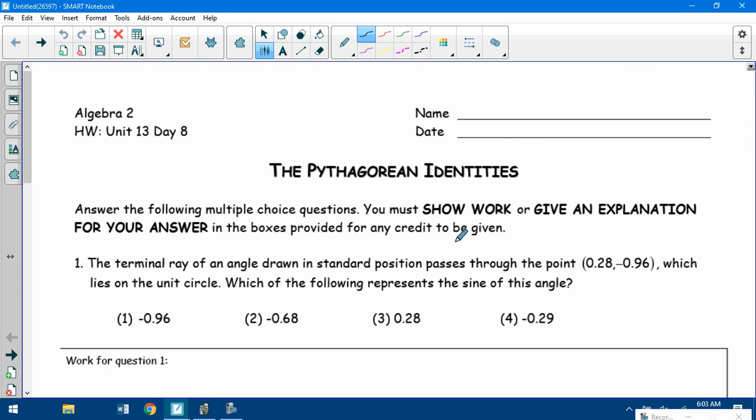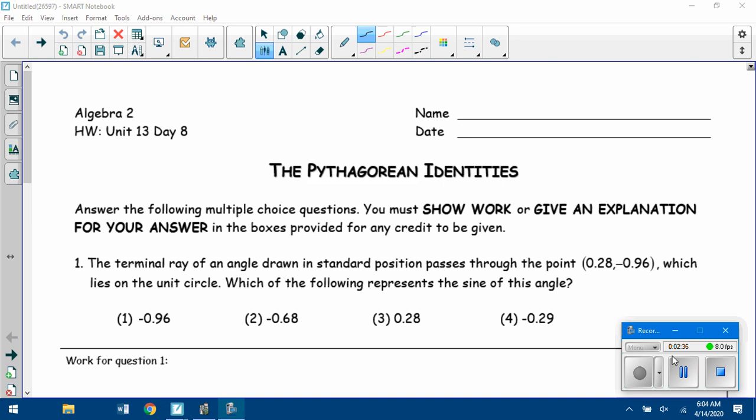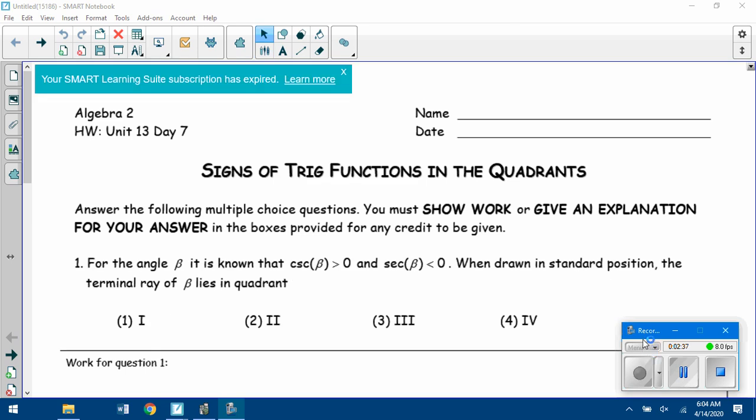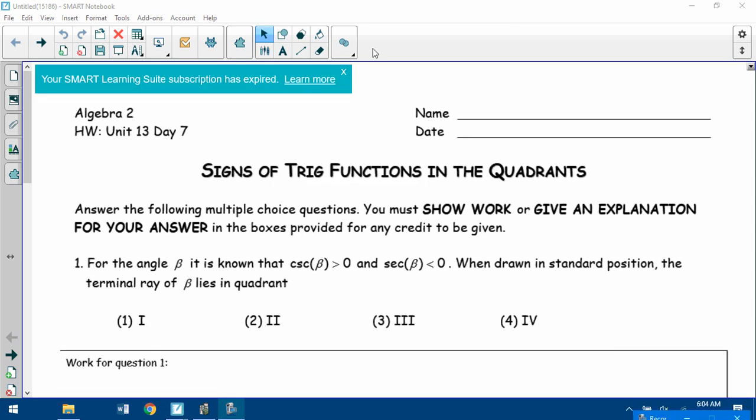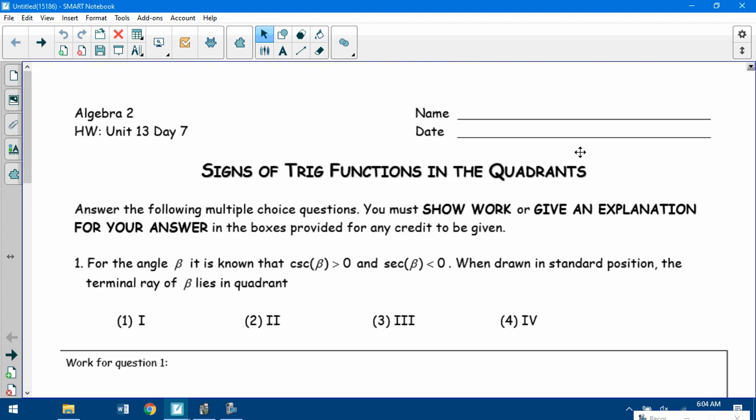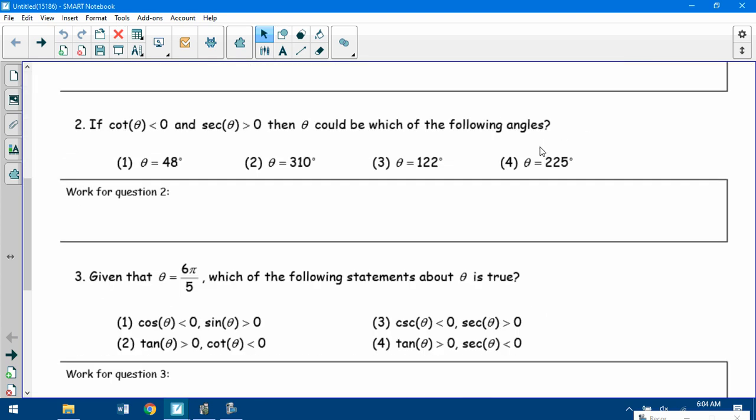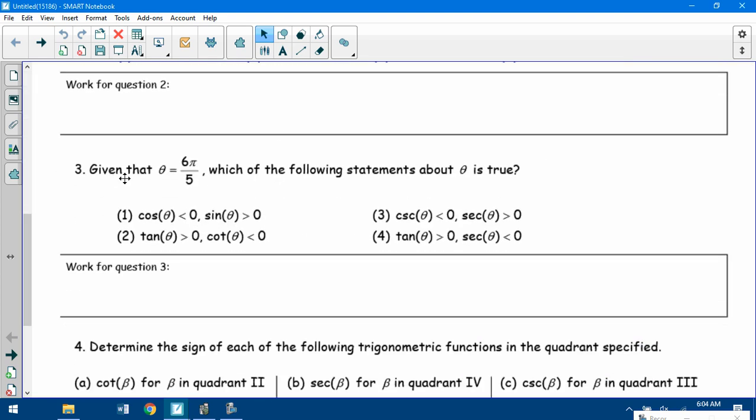Okay, next up, let's talk about homework. So this was last night's homework, and actually this is tonight's homework. Let me grab last night's real quick. All right, here we go. And the two problems I want to really go over, the first one if you had trouble with was number 3. Given that theta is 6 pi over 5, which of the following statements about theta is true.